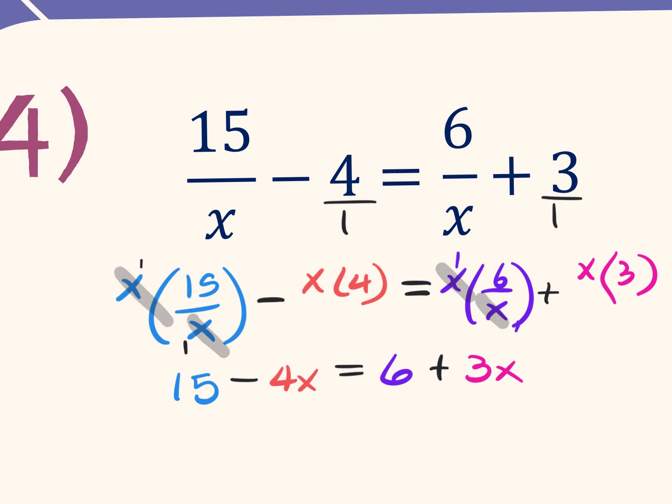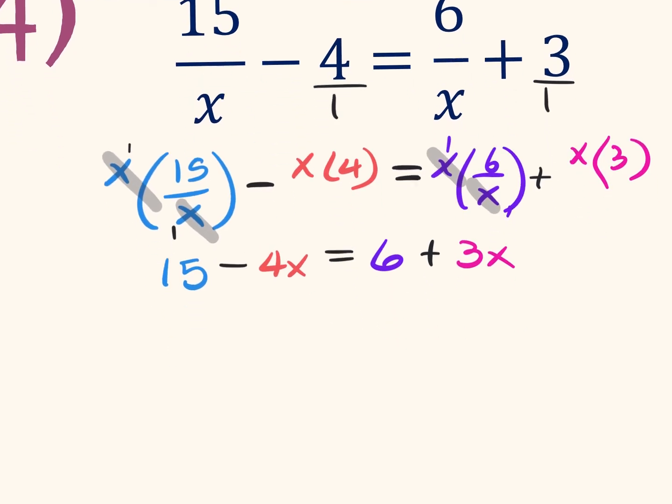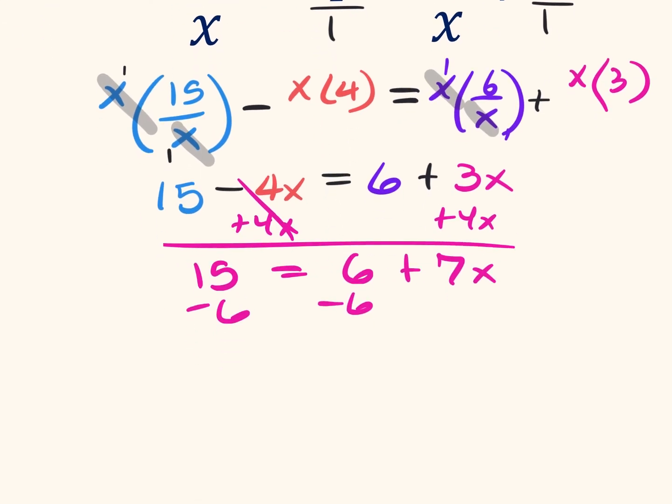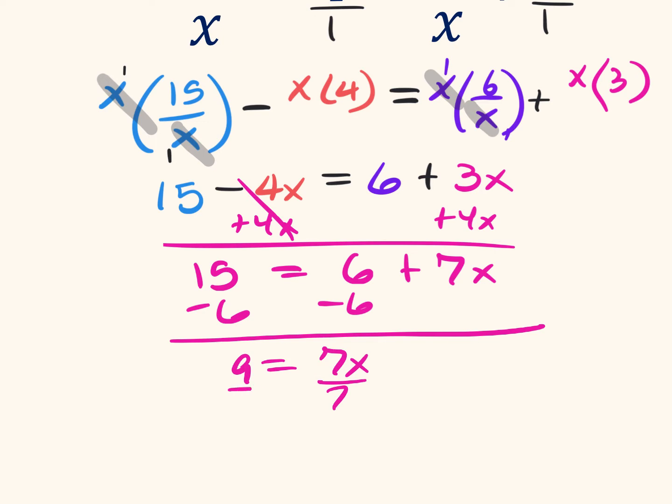Now I need to get my like terms together. Now, it doesn't matter which way you move your variables. I know a lot of people like to move them left all the time. There is no rule that says you always have to move your variable to the left. It's whatever you're more comfortable doing. Just get your letters on one side and the numbers on the other. So I could move the 4x to the other side or the 3, it doesn't matter. But that's gone. And then I get 7x. Then I need to move the 6. 15 minus 6 is 9. Divide by 7, and x equals 9 over 7.